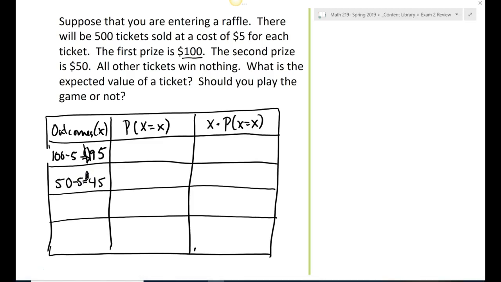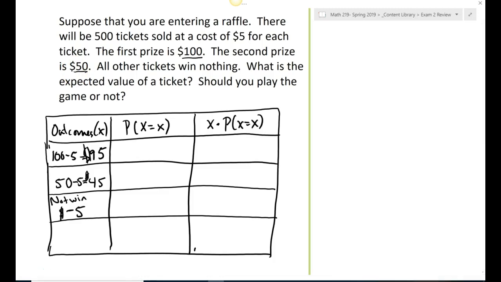And then the third thing that can happen, and this is where people forget a lot, is you could lose. This is the not-win scenario, which is negative $5. You paid $5, you didn't get anything back. That's all the occurrences. Notice we have first prize of $100, second prize of $50, and third, you didn't win anything at all, negative 5.